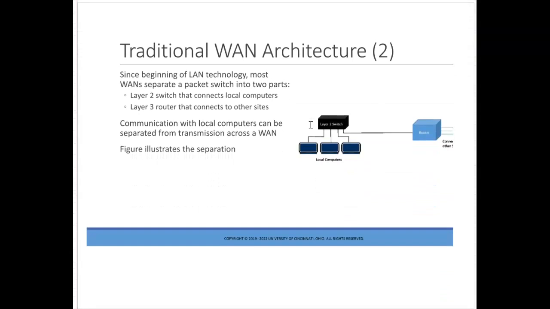Since the advent of LAN technology, most WANs separate a packet switch into two parts. A layer 2 switch that connects local computers, and a layer 3 router that connects to other sites. The figure illustrates the separation. This architecture allows communication with local computers to be separated from transmission across a WAN.